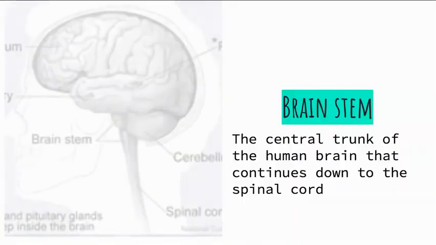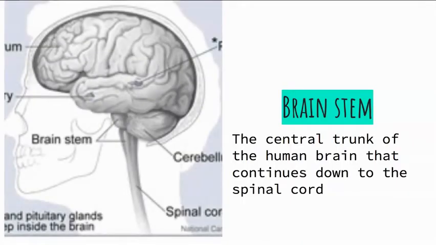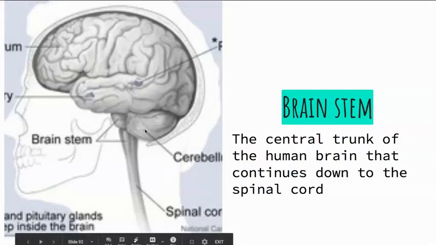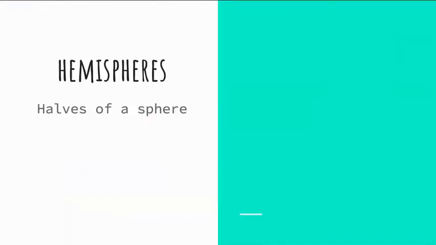So our first word is going to be the brainstem. We've been focusing on the nervous system for the past few days. The brainstem is going to be located down here. It's the central trunk of our human brain. When we say trunk, it's what leads into the spinal cord. The brainstem continues all the way down that spinal cord. So it's a really big, important portion of that brain.